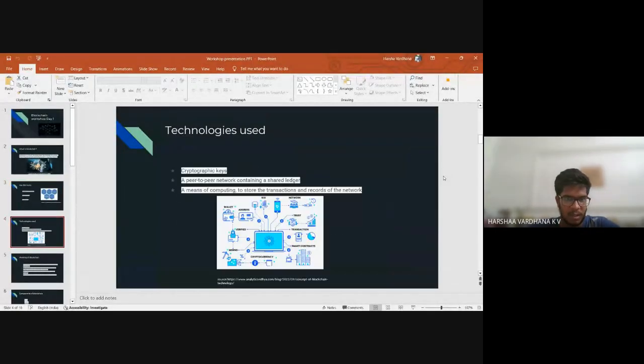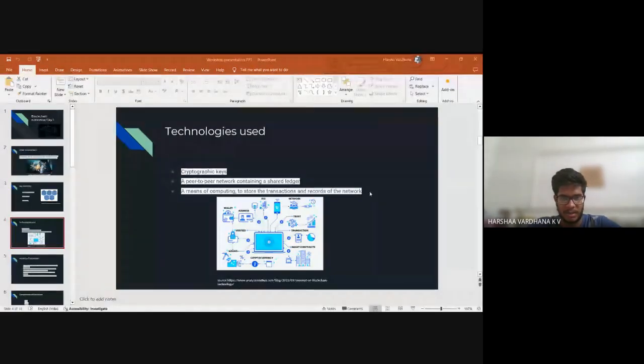Moving forward, as I mentioned, cryptographic keys, a peer-to-peer network containing a shared ledger. There is no one central authority maintaining the entire flow. All the peers or nodes have the same level of visibility of the blockchain network, right? So as we read, a means of computing to store transactions and records of the network. These are the technologies used in blockchain.